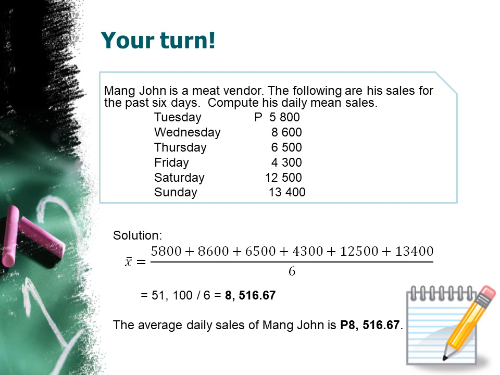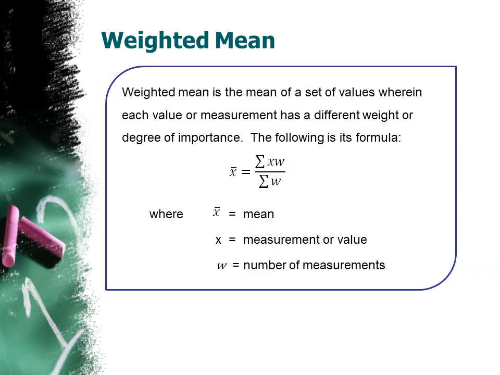So iba-iba man ang kanyang mga sales araw-araw. May masyadong mataas, umaabot siya ng 13,400 in the particular data set. Meron ring masyadong mababa as 4,300. But if you are going to get one particular number that will represent his sales, that will be 8,516.67. We also have a concept related to mean, and we have used the adjective weighted mean.